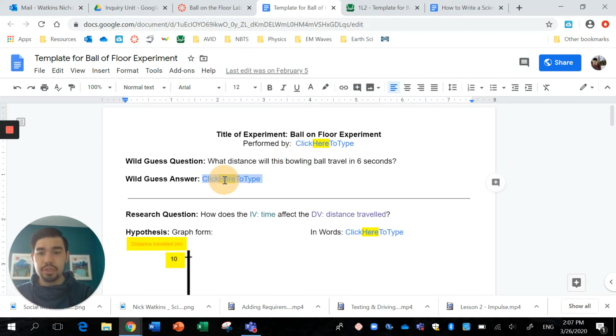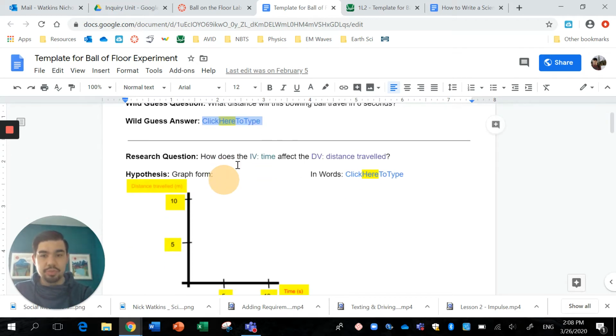Now, you want to be able to give a wild guess answer. Again, right now, this is really just an educated guess. It will be hard to determine what the real answer is. We just want to have a guess question so that at the end of this lab, when you make a prediction for that same question, you can compare your two answers: your answer that had no data, and then your data-informed answer and prediction.